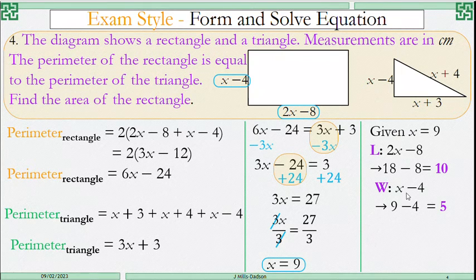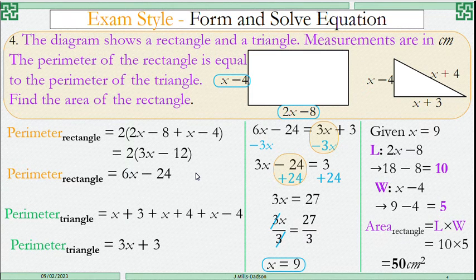And the width is x minus 4, 9 minus 4 is 5, so 5 times 10, which is the formula for length times width for a rectangle. Length times width is the area formula for a rectangle, so the answer is 50 cm squared.